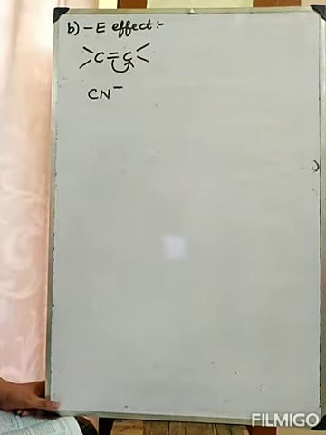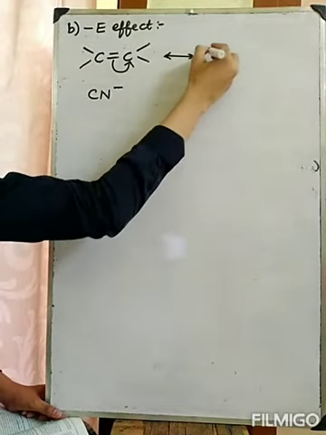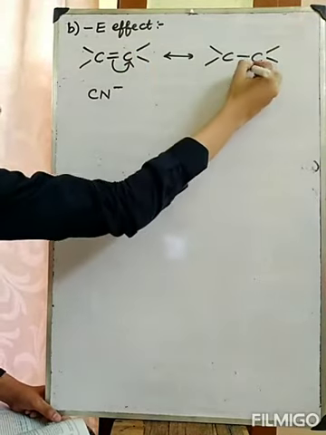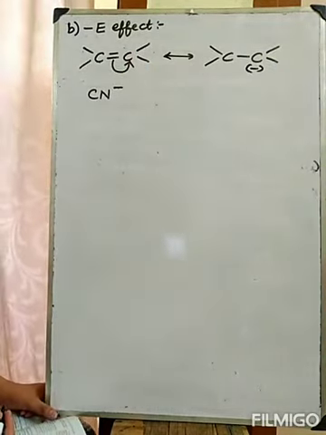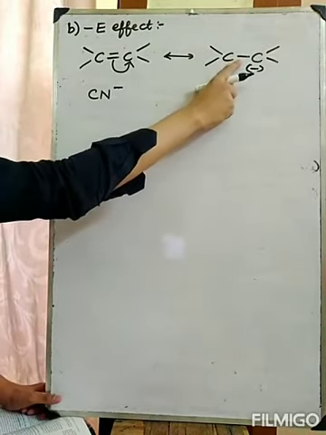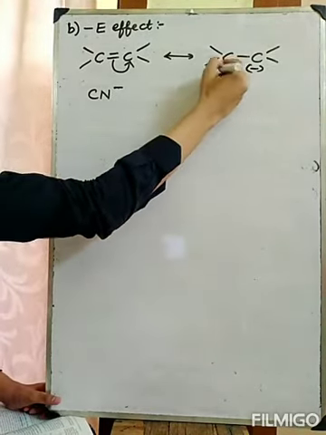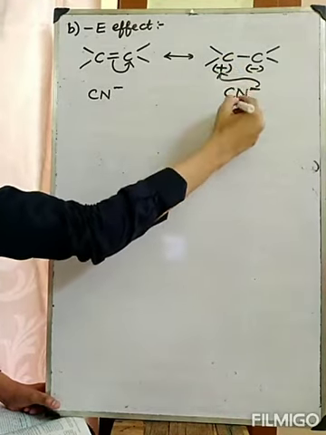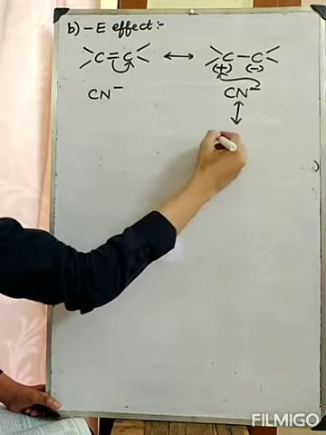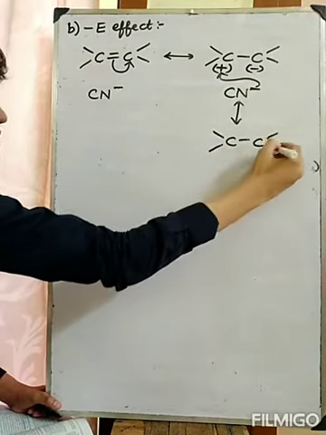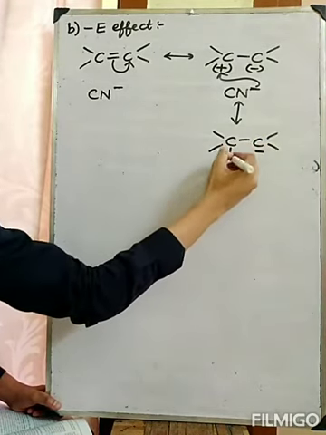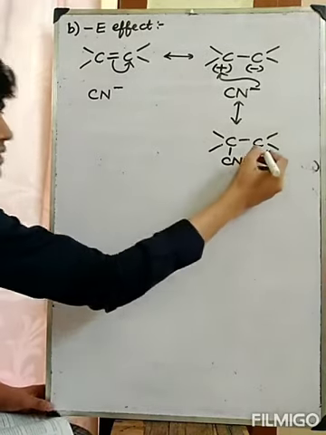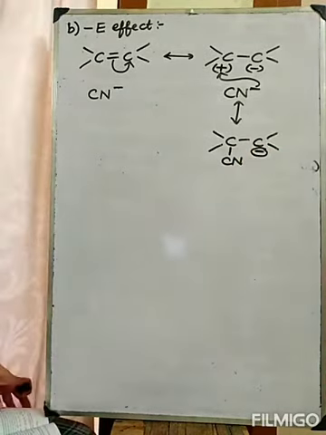So what will happen? This bond will shift here. If the bond shifts here, I will get carbon, single bond, carbon. Here I will get negative charge. So this carbon is having only 3 bonds, so it will get positive charge. Now the CN minus will attack this positive charge. So I will get C single bond C negative, here CN. Understood? So this is the negative electromeric effect.